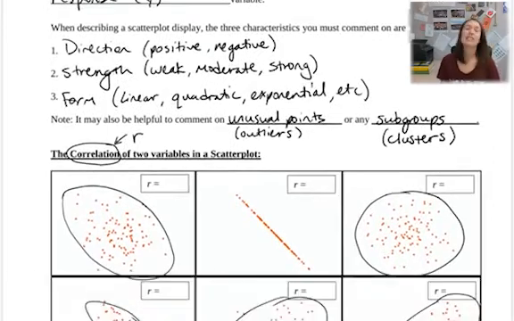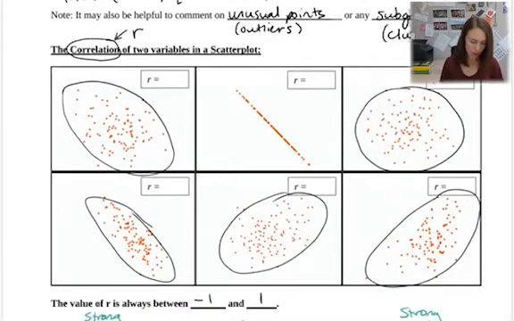It also is nice to talk about any unusual points or outliers if you see any obvious ones, or subgroups or clusters. If you see like one cluster of points here and another cluster of points here and not much in the middle, definitely want to mention that. So first, let's talk about the correlation between our two variables in the scatterplot. So in our calculator, we use the symbol r, or the variable r, for correlation. And this is going to be a linear correlation specifically because we're going to get this r value by running a linear regression in our calculator.